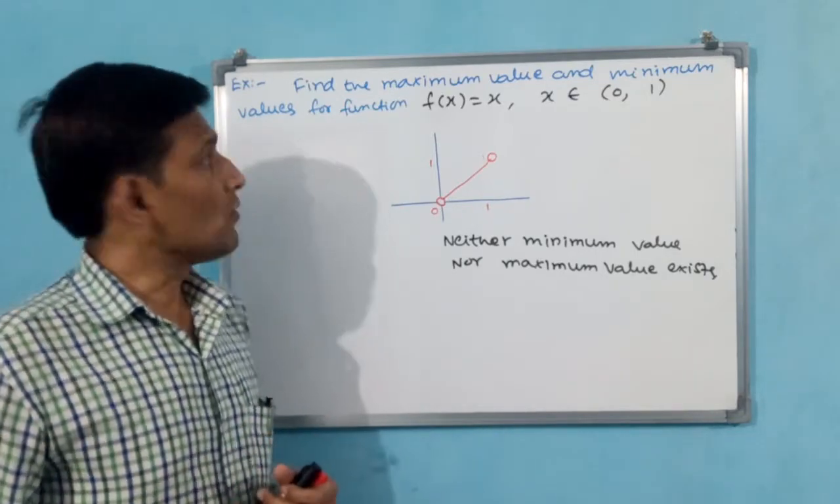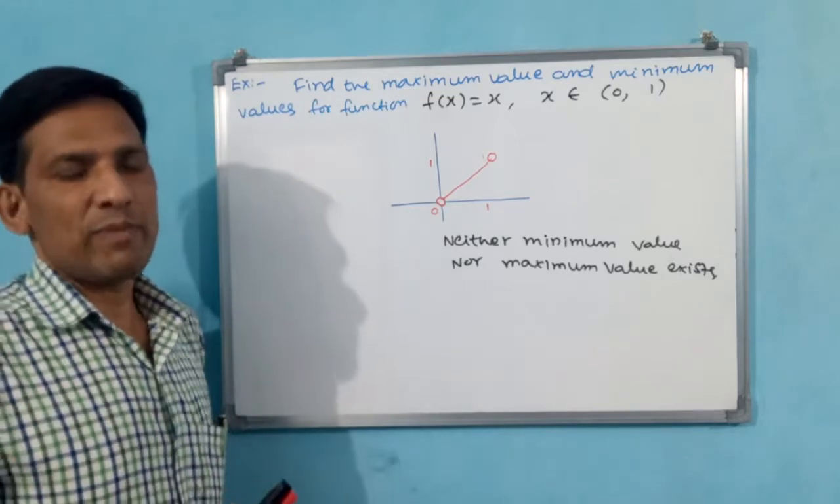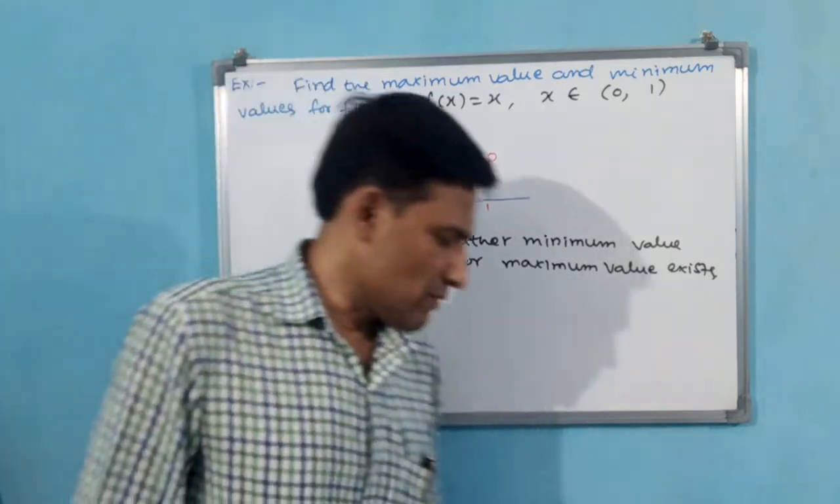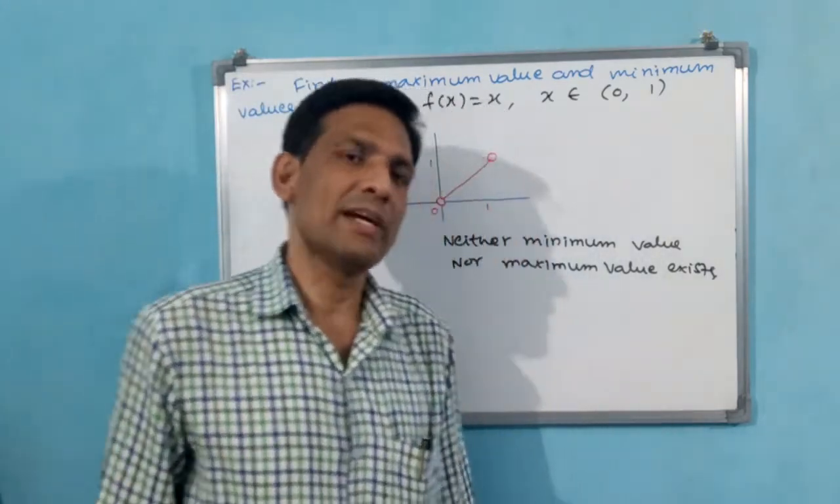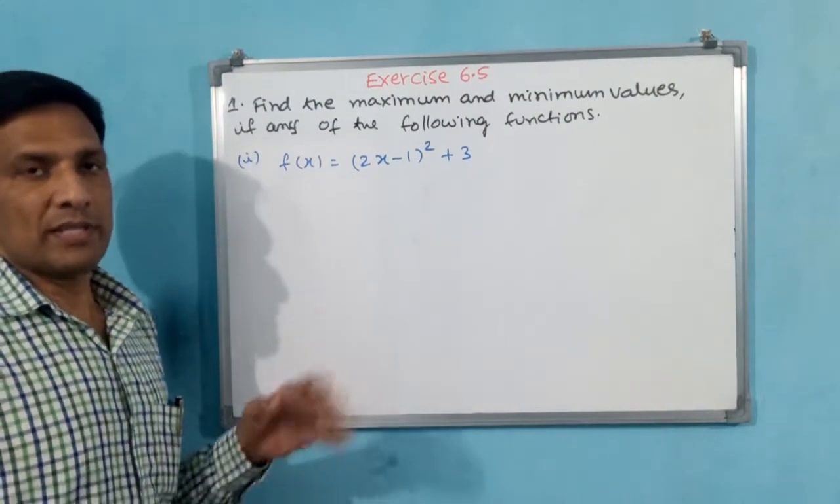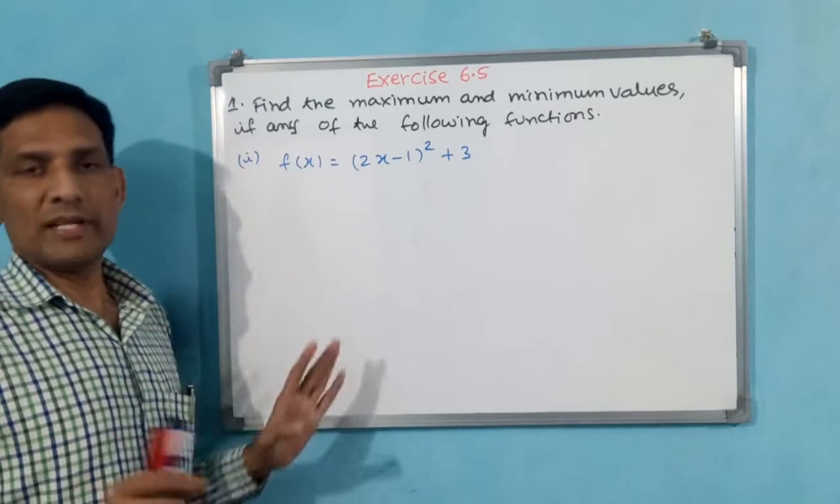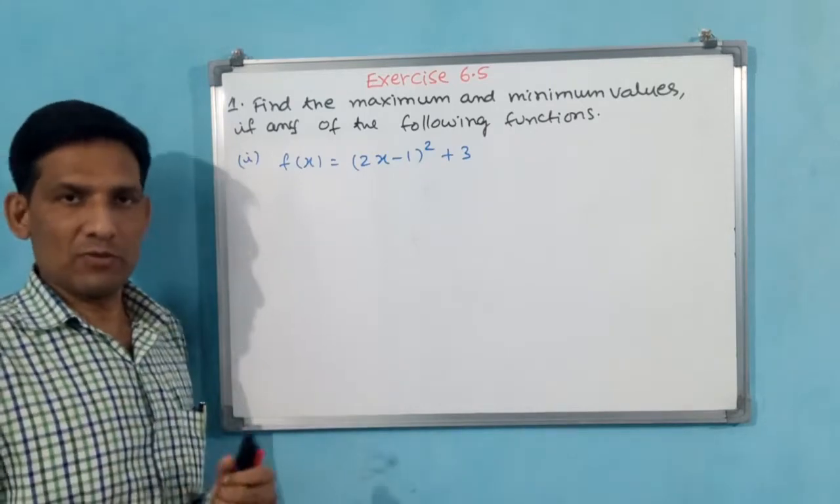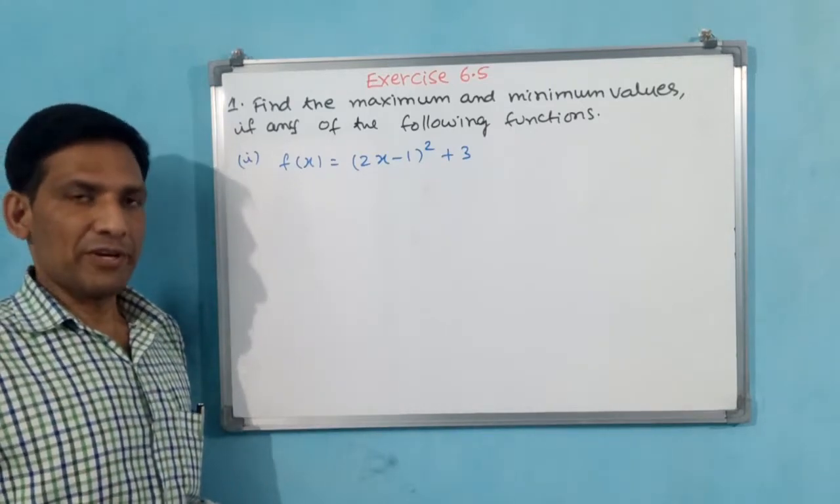Okay? Now let us go for exercise 6.5. We will do one question, which has 4 parts. In this class we will do exercise 6.5, and we will complete only the first question. In the next class we will continue again.